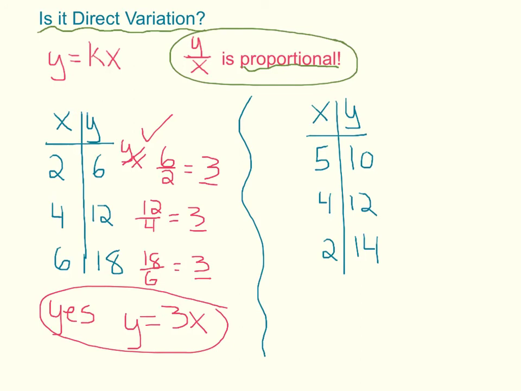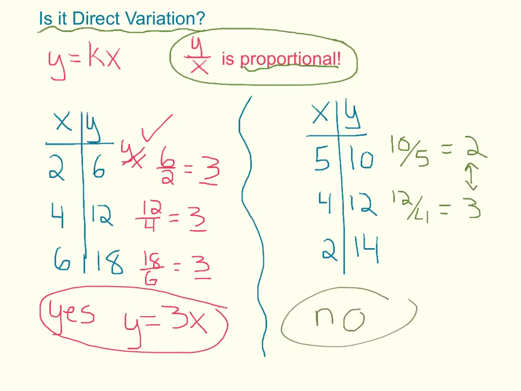Do the same thing for the second example. Let's look at the ratio y divided by x for each ordered pair. 10 divided by 5 is 2, and then here we have 12 divided by 4 is 3. So right away, we don't get the same number, so the second example is not direct variation.